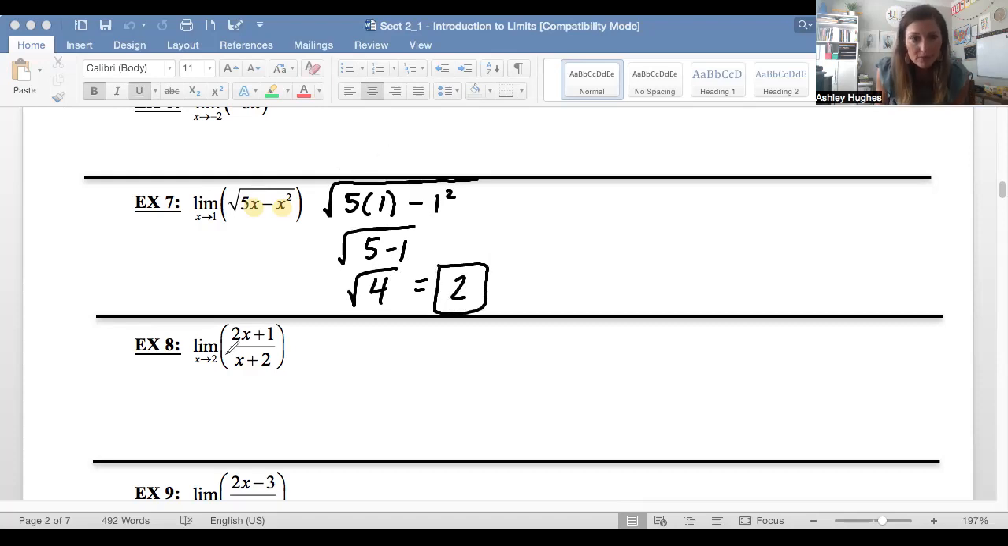So 2. Now, if I have a fraction, I'm going to plug in the top and the bottom. 2 times 2, 4 plus 1 is 5. 2 plus 2 is 4, so 5 fourths.